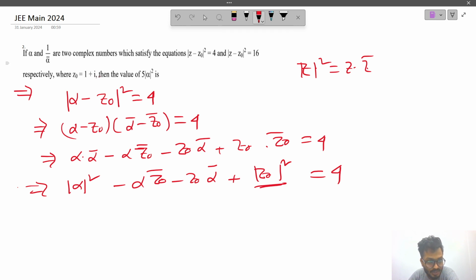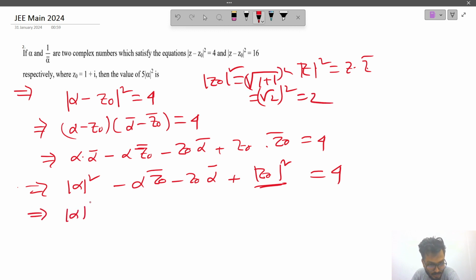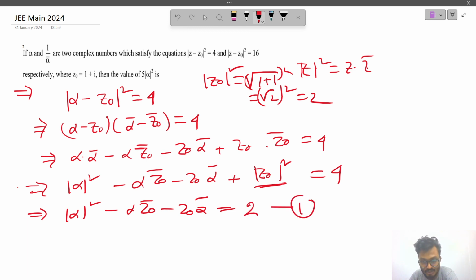Now what is this value? z naught is given here. So mod z naught equals root of 1 plus 1, so this will be root 2. When we take the square, it will be 2. So this implies mod alpha square minus alpha z naught bar minus z naught alpha bar plus 2 equals 4. When we take this to the right side, we get 2. So this is equation 1.